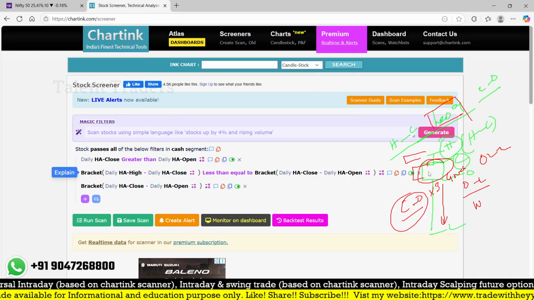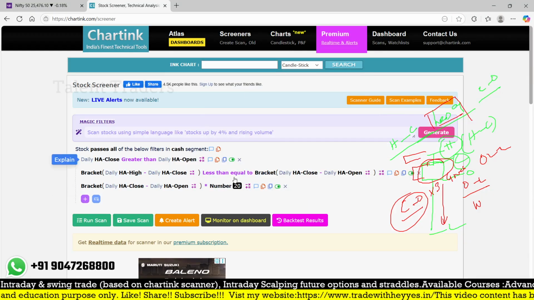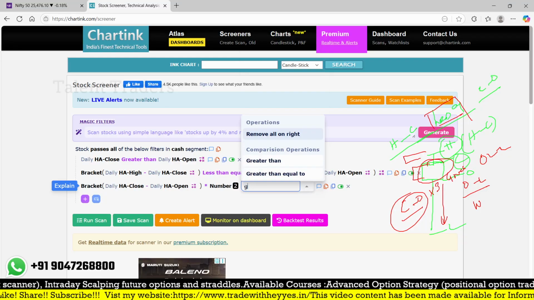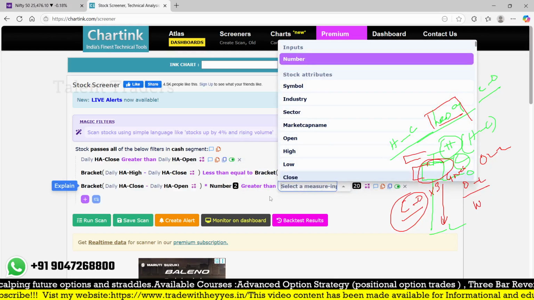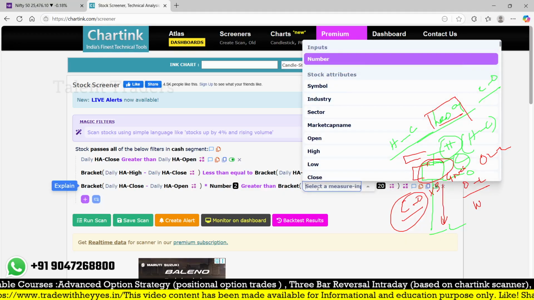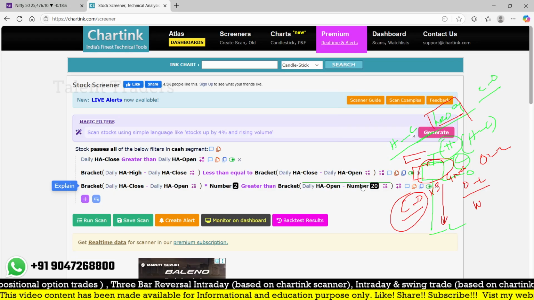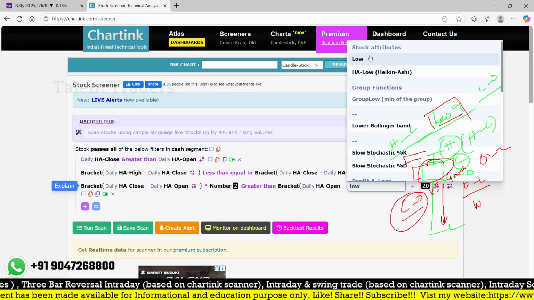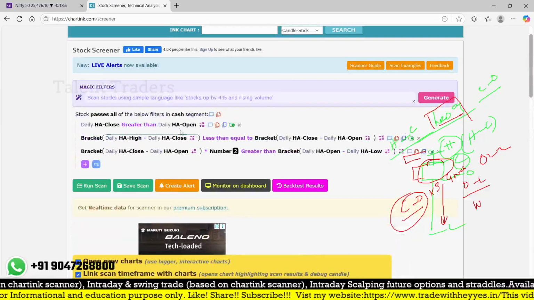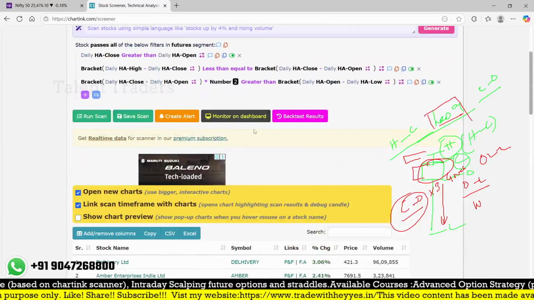Close minus open, that body candle into 3. That means maybe 2 times. Is 2 times, should be greater than bracket open minus HA open. So like this, you can create whatever scanner. I will try to check whether this works for this scenario. So we have equity, so let me try for futures. If any stocks, we will easily identify.